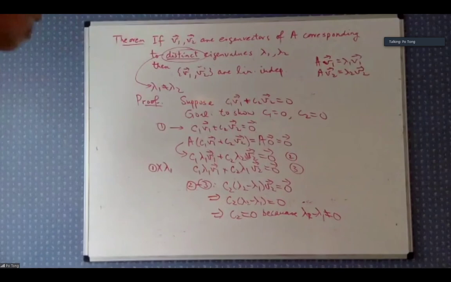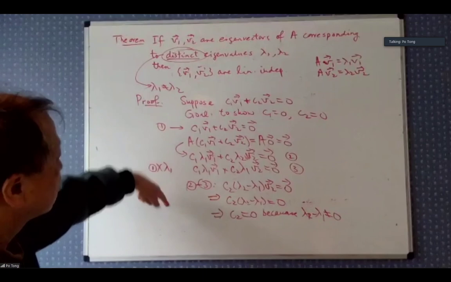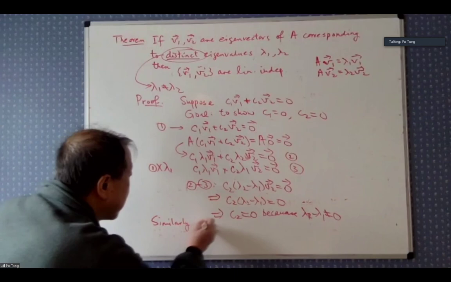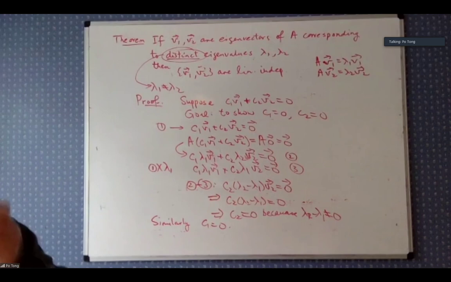Once you show that C2 is equal to zero, in a similar manner you can show C1 equals zero. So instead of eliminating this term, you can eliminate the other term. It's exactly the same argument. So I basically proved that. This is a pretty standard type of proof for showing that vectors are linearly independent. So we are really done.